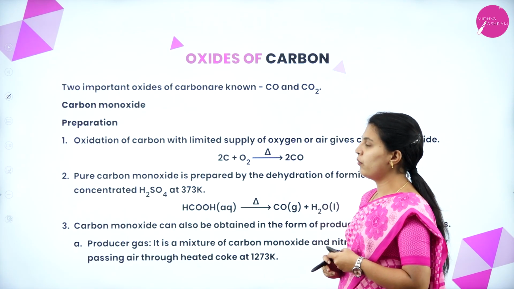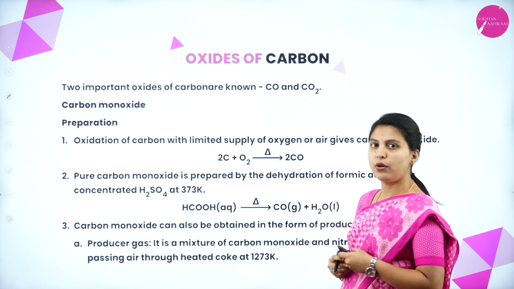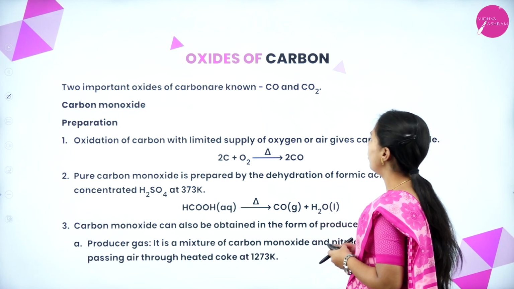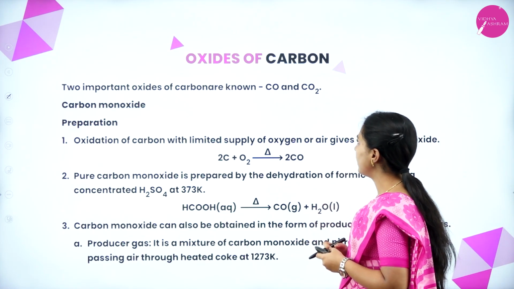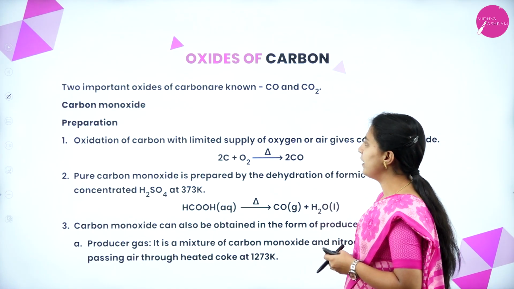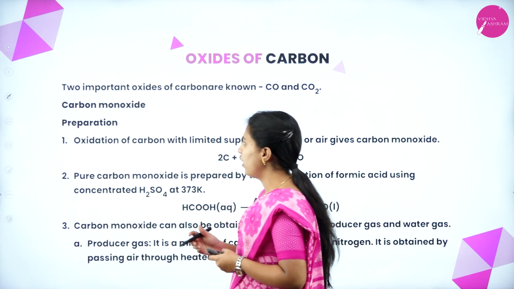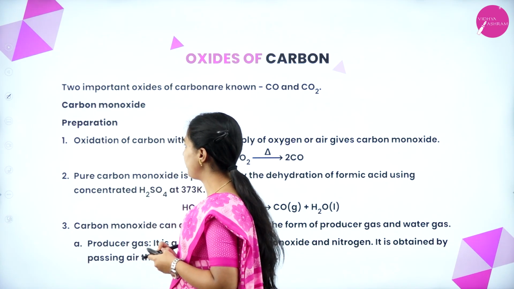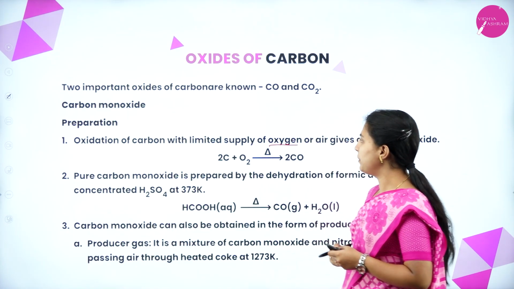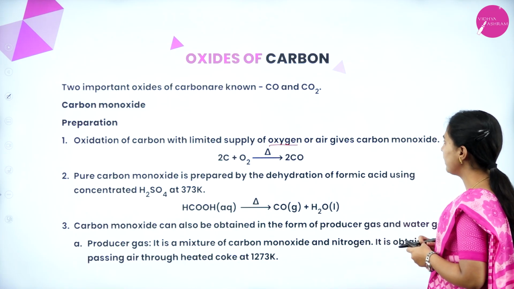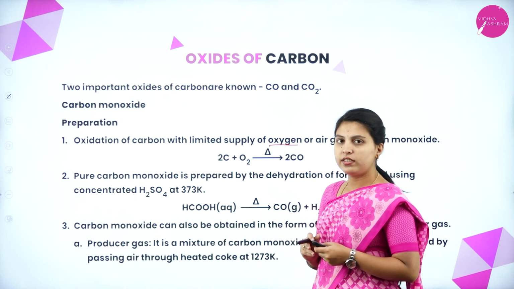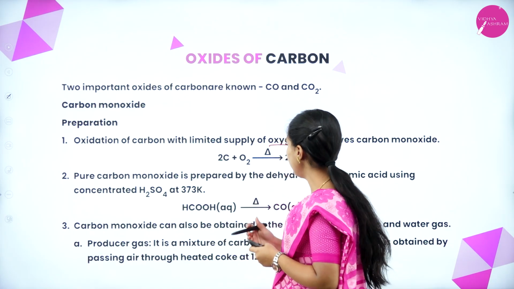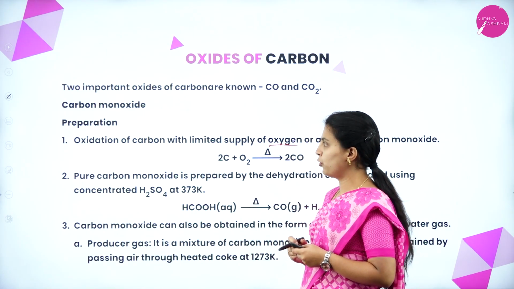So first we will see what are oxides of carbon and how they form. Two important oxides of carbon are known as carbon monoxide and carbon dioxide. First we will look at carbon monoxide. In the preparation, oxidation of carbon with limited supply of oxygen or air gives carbon monoxide. When oxygen is added to carbon, that process is called oxidation. It will form carbon monoxide.